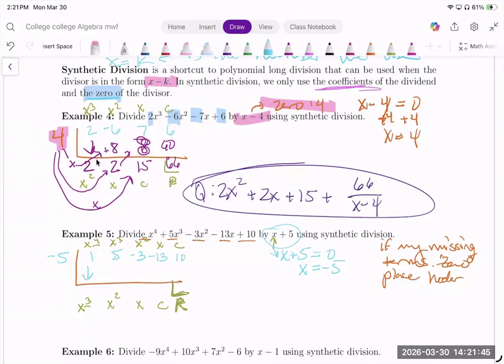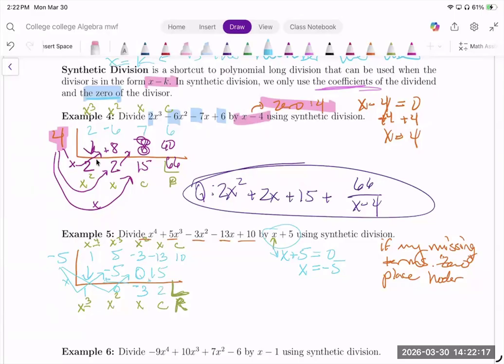To get the ball rolling, you drop the first term. So that's 1. And then you multiply, I think of it as a check mark. So multiply -5 times 1 is -5. Then you add down. Then again, up and over, multiply, add down, -3, up and over, multiply. So -5 times -3 is 15. Then add down. So that's a 2.